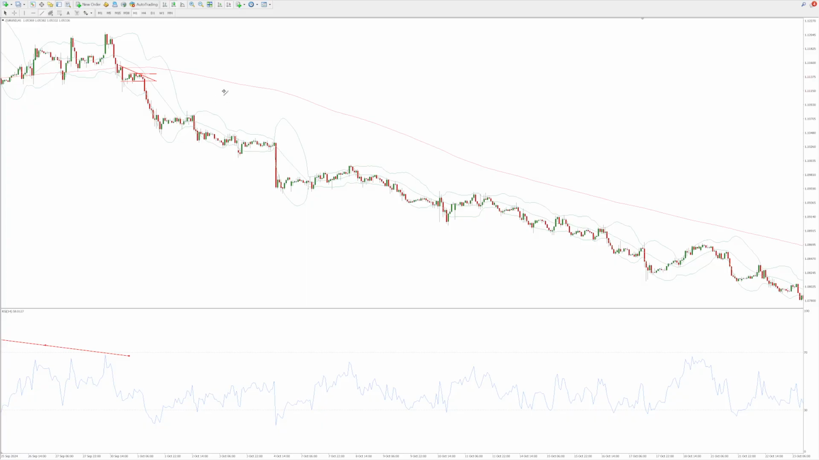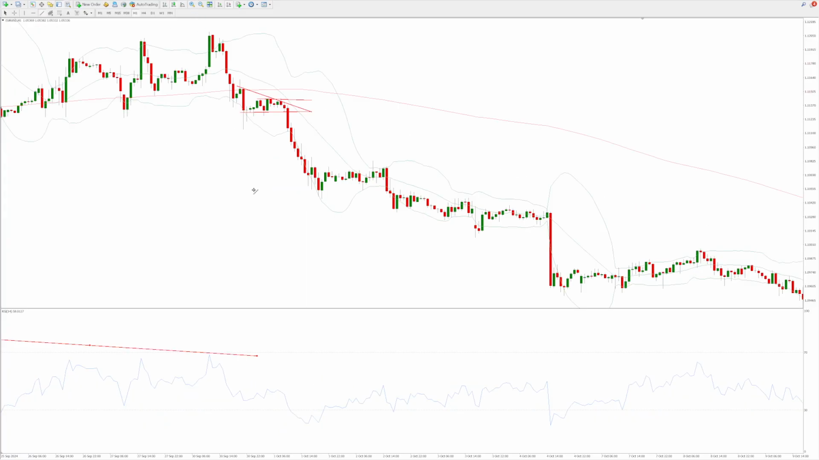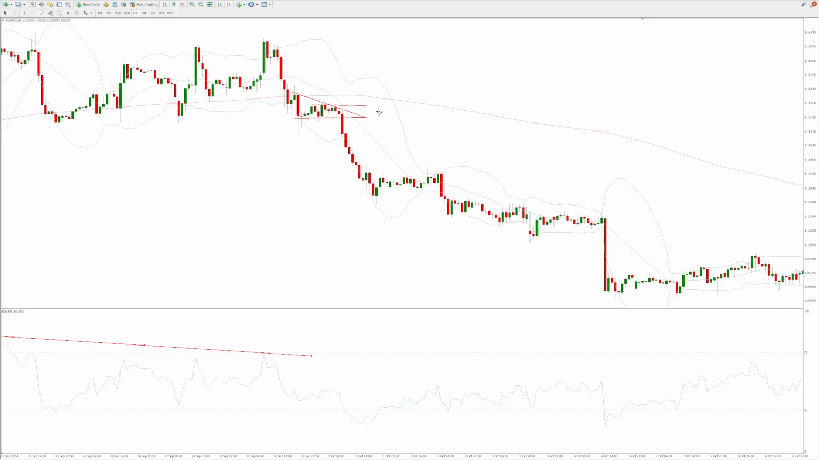You can, of course, re-enter. The entry is exactly the same. So price below the 200 simple moving average for a sell trade. You wait for a pullback to the middle band. Then you just draw your level of support and trade the breakout. You can see a big breakout candle there. That level of support then becomes resistance and a nice continuation of the downtrend there.